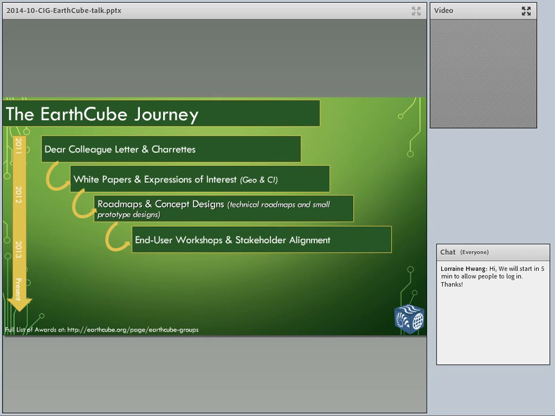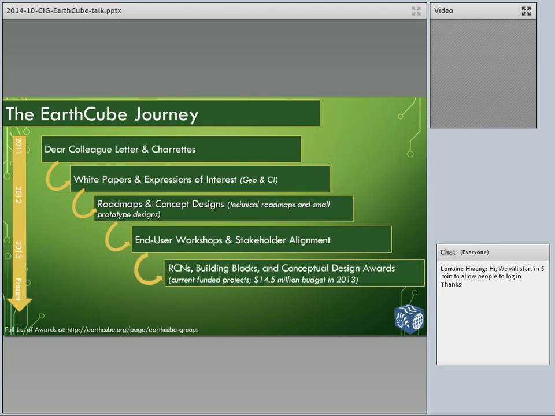And then there were a range of end-user workshops. There have been 27, I believe. Stakeholder alignment survey, we'll get to that. And the first round of solicitations, that was in 2012. We're currently in the second year of these funded projects, and I'll get to the actual funded projects in a second. There was a 14.5 million budget in 2013 for projects that were funded, and we're now in the second year of the first round, and the next solicitation is coming up in March, I believe.